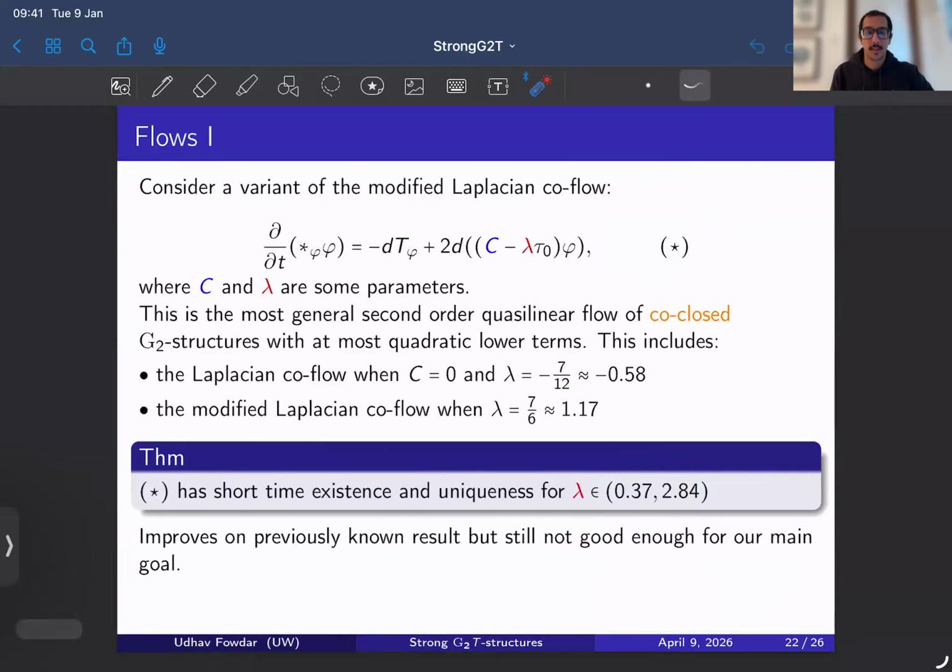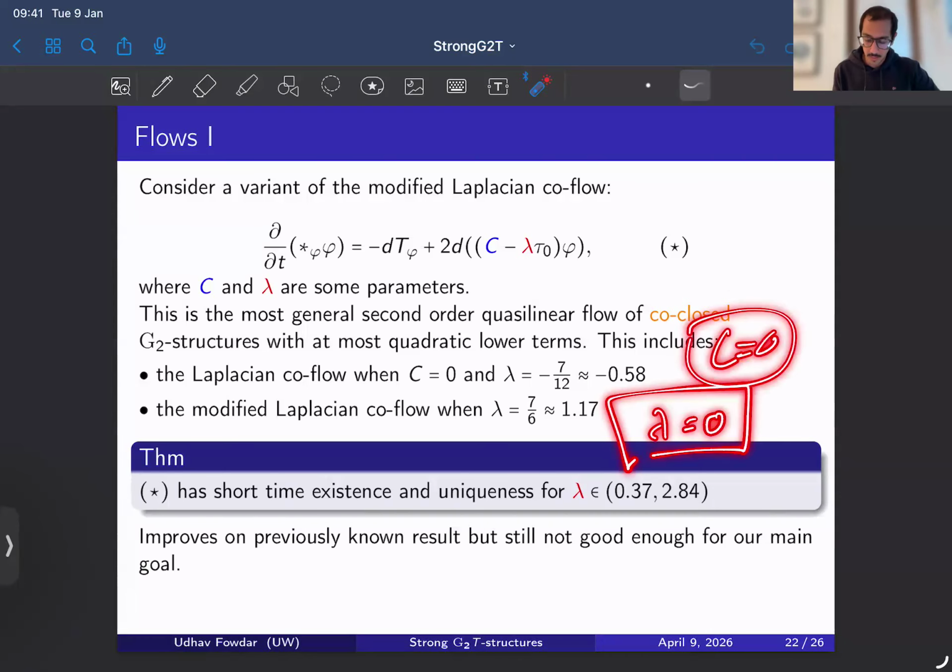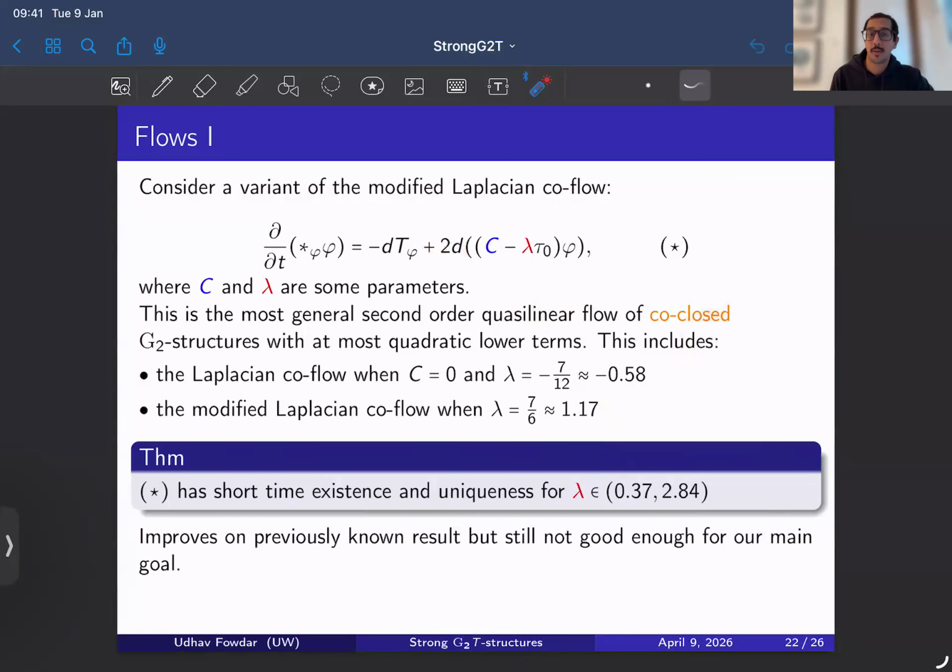So our first result is that this flow always has short-time existence, provided this parameter lambda here lives in a certain range of values. So if lambda lives in this range of values, then this flow has short-time existence. Ideally, you would like to prove that lambda can be taken to be 0. If lambda can be taken to be 0, I can set also C to be 0, then I would be able to kill off this whole bad term here, and then I would have a flow whose critical points would have to be the strong G2 structures. But unfortunately, that doesn't work. So it extends the previously known result, but it doesn't work.